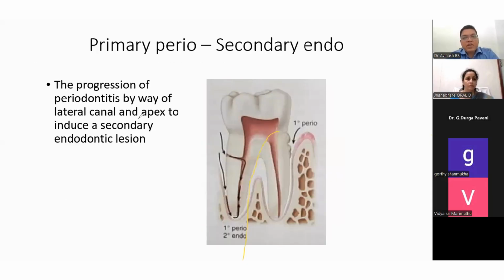Then we have primary perio and secondary endo. In these conditions, you don't see any carious tooth or restoration. It's primarily a perio lesion. That means there is attachment loss and a pocket. The pocket extends up to the apex and then the tooth becomes non-vital. Or even the infection can enter through these accessory canals and make the pulp non-vital. This is also one pathway of spread of the infection. In this case, you see only perio findings, that is pockets or attachment loss, but the tooth has become non-vital.